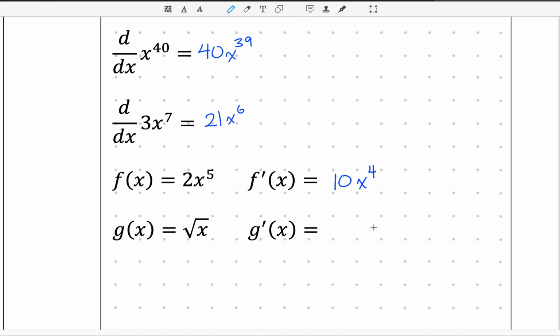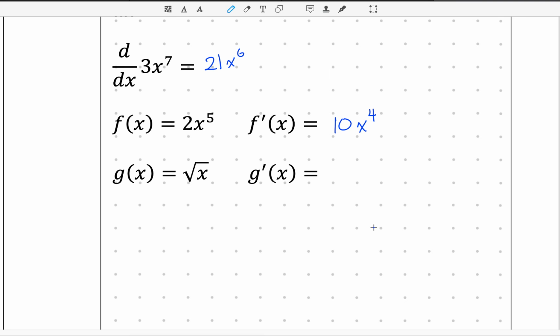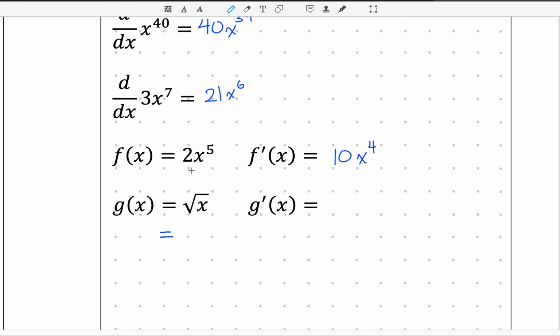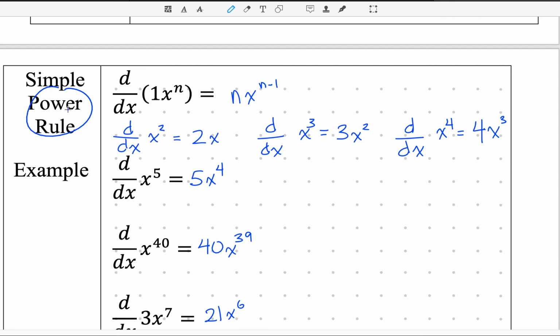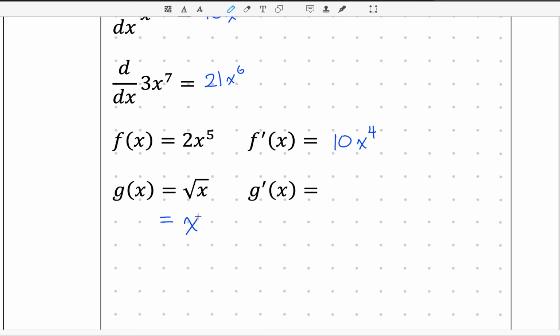Exactly. And our final hardest challenge for Ellery. If g of x is the square root of x, what is g prime of x? Everyone rewrite this, because you cannot take the derivative of a radical, but you can take the derivative of something with a power. Again, this is called the power rule. You have to have it to a power. Put this into x to the 1/2. Exactly. And then it would be 1/2 x to the power of negative 1/2.